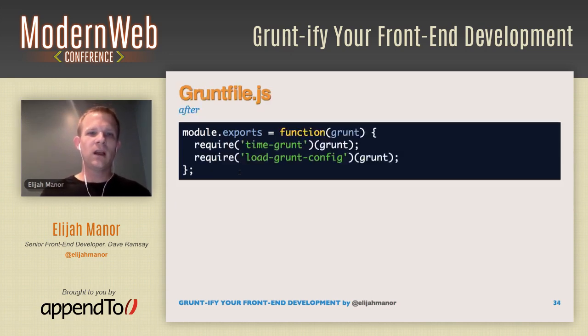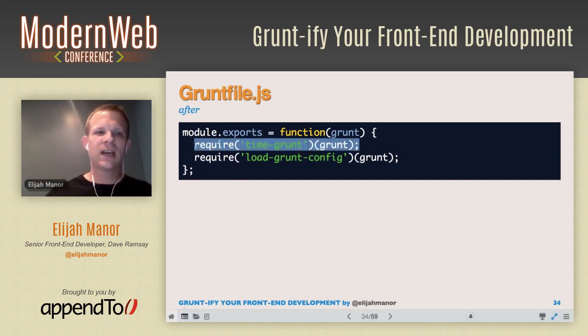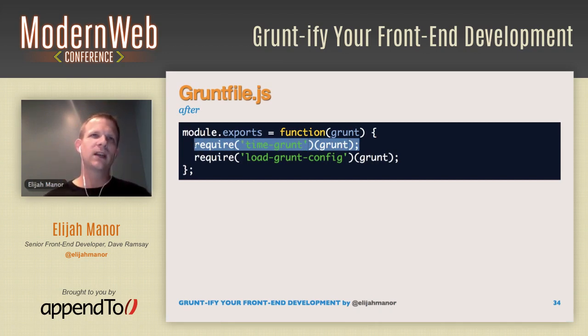So when we're done, my grunt file normally looks like this. It's one extra line of code. There's a time grunt plugin, which is really nice, and I'll add that in there. What that does is it'll look at all the tasks that are running in Grunt and tell you how much time each one takes, and it'll show you a little graph, which is really nice.